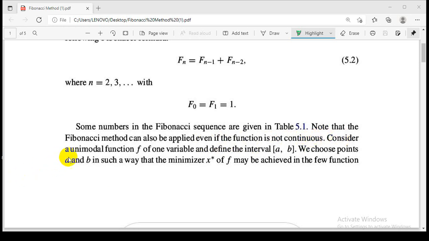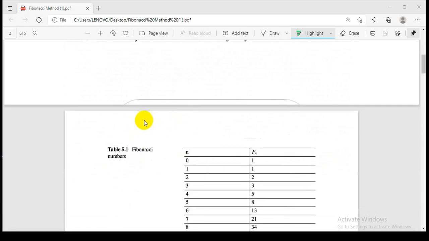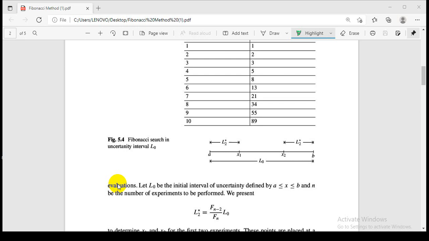Consider a unimodal function f of one variable and define the interval AB. We choose points A and B in such a way that the minimizer x star of f may be achieved in the following function evaluations.